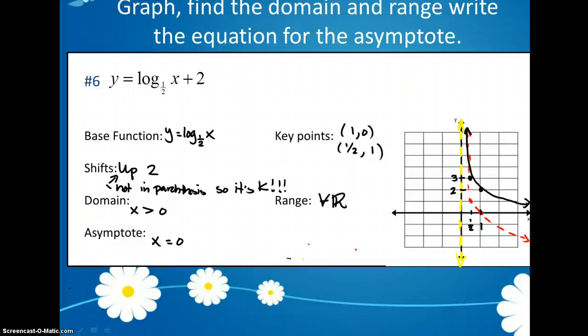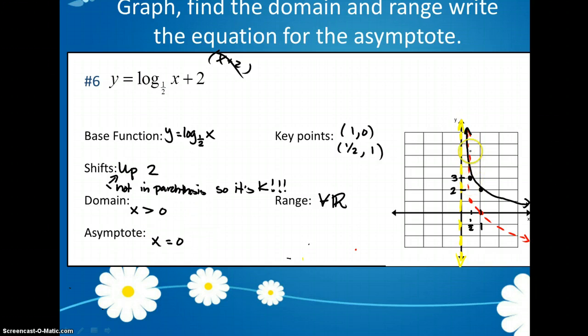But our base function, log base 1/2 of x, key points 1, 0, and 1/2, 1. Our shift was up 2. Why? Because it's not x plus 2 in parentheses. So that means that's not my h. Nope, it's your k. So it's up 2, not in parentheses, so it's your k. Your domain, x is greater than 0 because the h was 0. And your range is all real numbers. X equals 0 is your asymptote.